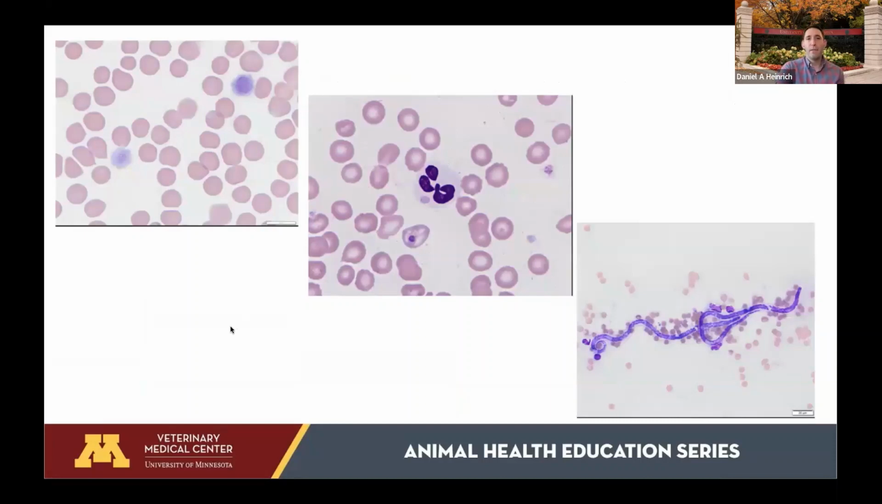So this is an example of what we see under the microscope when we look at the different cells in the blood. So the red kind of round cells are blood cells, and these are all from dogs. Well, this is actually from a bear, but we'll talk about that in a second. But these first two are from dogs.